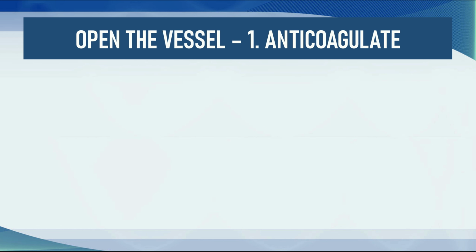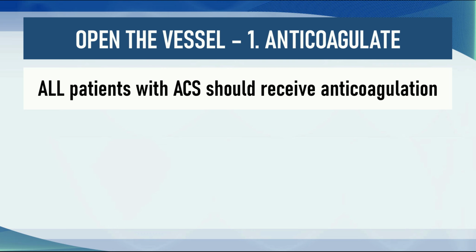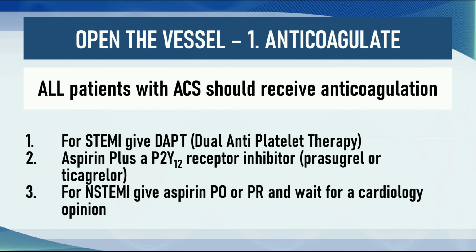In terms of opening the vessel, the first thing that should be done is to anticoagulate the patient, and all patients with acute coronary syndromes should receive anticoagulation. For a STEMI, dual antiplatelet therapy is given. That includes aspirin plus a P2Y12 receptor antagonist. Now, these are also known as adenosine diphosphate receptor antagonists, ADP antagonists, and the most commonly used versions of these are ticagrelor and prasugrel. There is an alternative, that's clopidogrel. I'll get back to that in a couple of minutes.